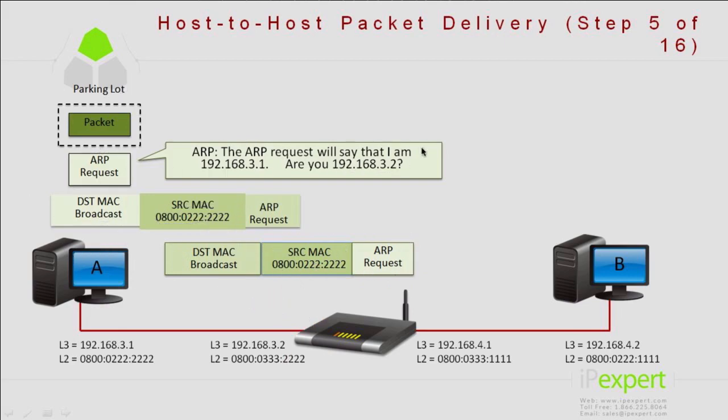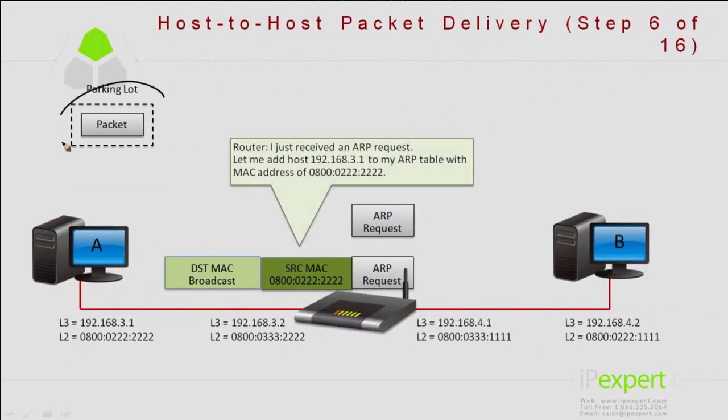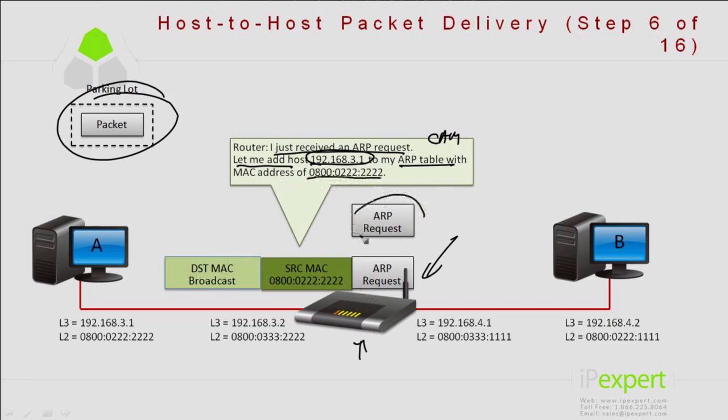So when we look at what's happening from the router's point of view, remember our packet is still in the parking lot. We've not moved the packet. It has to wait. But the moment that it arrives on our router, the router's going to say, I just received an ARP request. Let me add host 192.168.3.1 to my ARP table. I'm going to call that my CAM table, my content addressable memory table, with the MAC address of the last 4 of 2222.